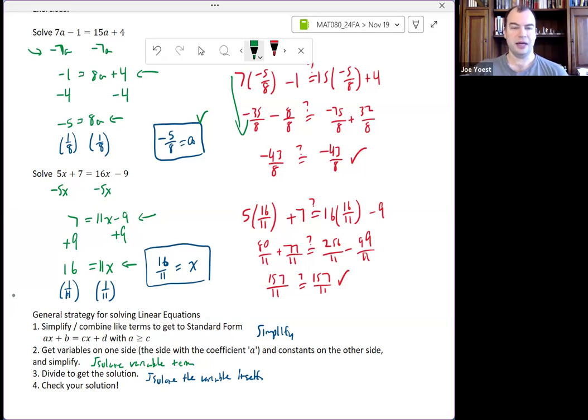And now I have the 11 multiplied onto the x. I undo that by multiplying by the multiplicative inverse, 1/11. 11 times 1/11 gives me 1, and 1x is just x on the right side. And 16 times 1/11 is just 16/11 on the left. And again, I can plug back in and verify that this is the one and only solution. Any questions on any of this?